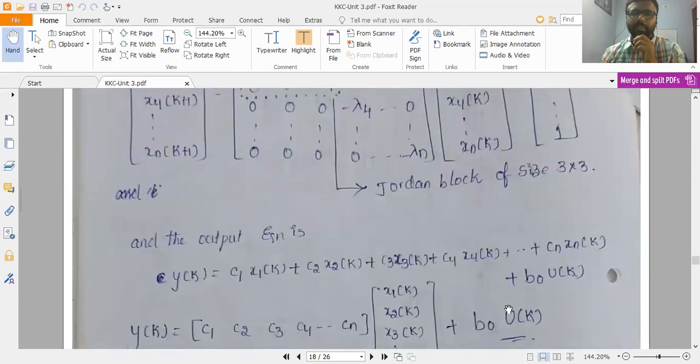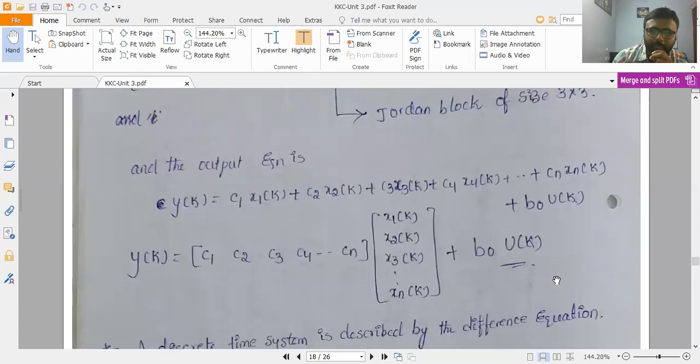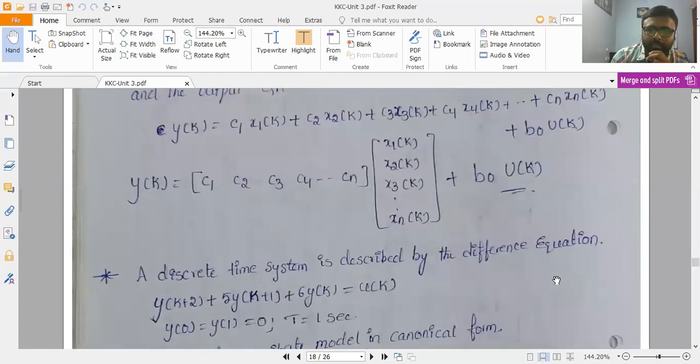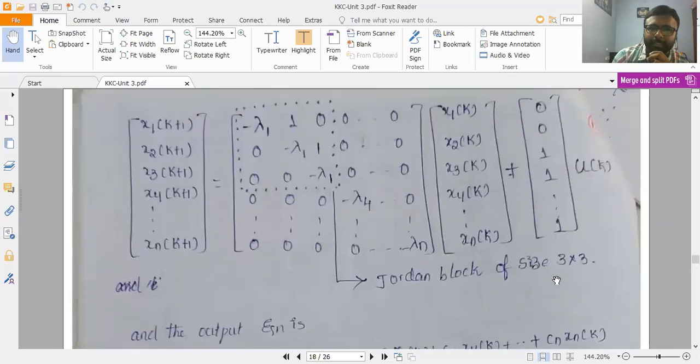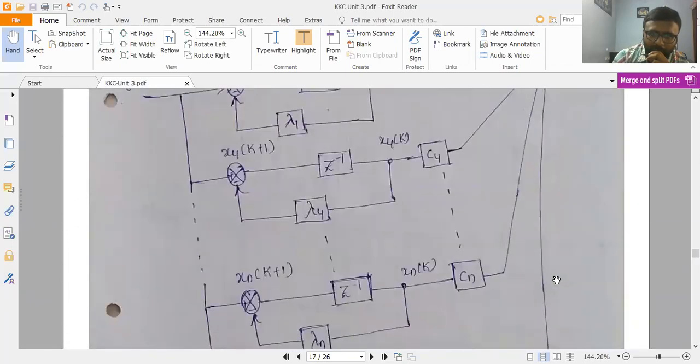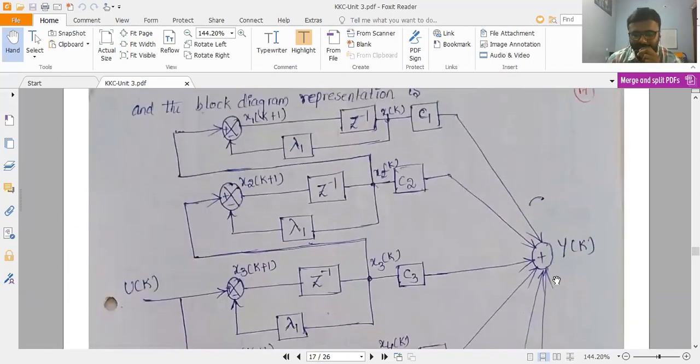In a similar fashion, the output is going to be represented as y of k equal to c1 into x1 of k plus c2 into x2 of k plus c3 into x3 of k, and so on up to cn into xn of k plus b0 into u of k. So it is going to be represented like this. In this way we are going to represent the transfer function in the canonical form of the state model.